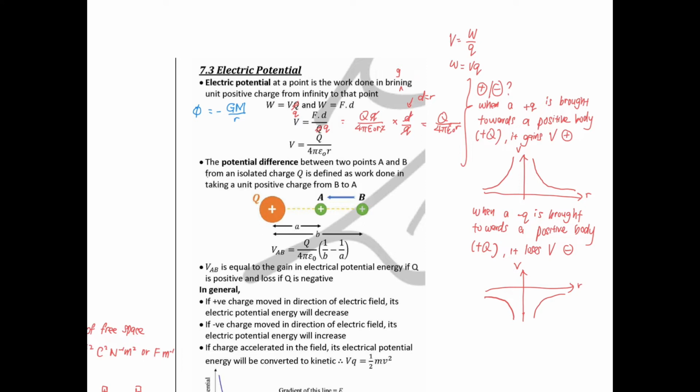The potential difference between 2 points A and B from an isolated charge Q is defined as the work done in taking a unit positive charge from B to A. From B to A. Okay, so that is called the potential difference. So electric potential difference. Okay, now let's see how we understand the formula.